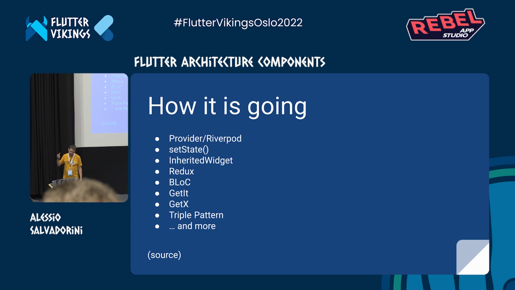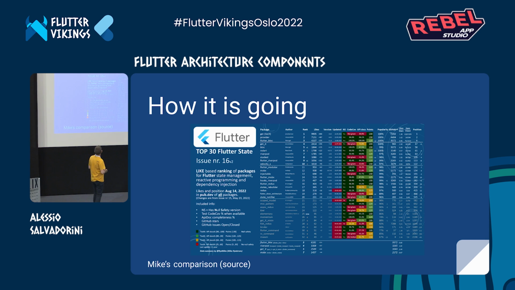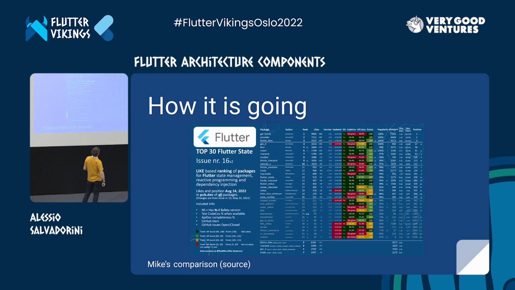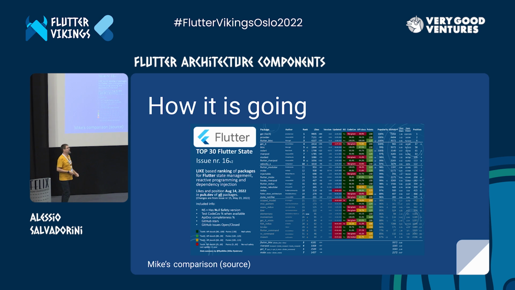We have Provider, Riverpod, setState, InheritedWidget, Redux, BLoC, GetIt, GetX, triple pattern, and much, much, much more. There is the source from the official site. You can see there. If you don't like it, there is my mate Mike's comparison, which compares all the packages that we have for state management solutions. And he has also quite a nice metric for ranking the packages. I don't know if you're familiar with this chart, but there is the source here as well. As you can see, unfortunately, number 1 is GetX.